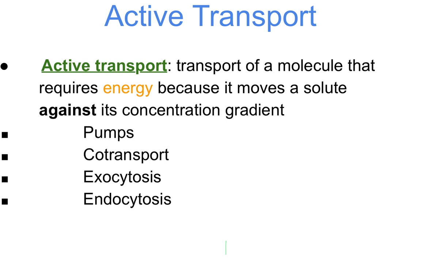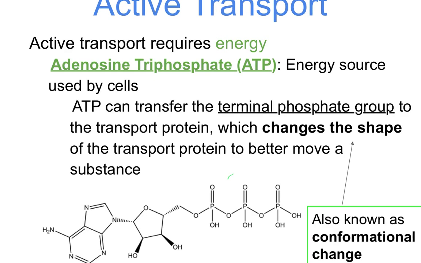These are things like pumps, and then perhaps you remember endo and exocytosis, and then co-transport, which uses a lot of energy to move particles across the membrane. So active transport is going to require energy, and so what is energy? And that is ATP. Adenosine triphosphate is the energy molecule for cells. It is the source of energy that cells use and process to carry out their metabolism.